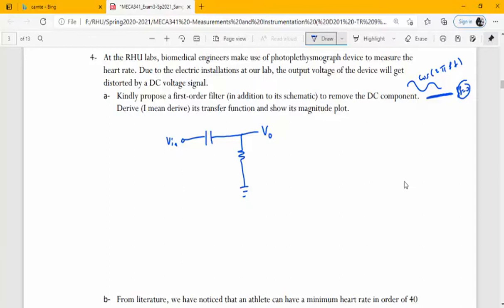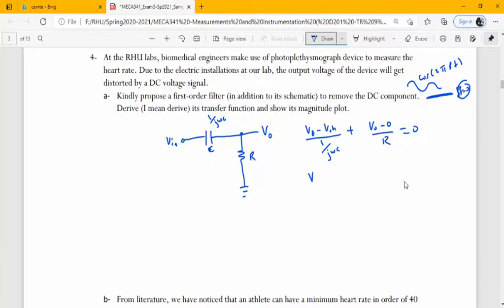We are asked as well to derive the transfer function and to show its magnitude plot. Okay, we label the nodes, using the node method. This is the ground, this is V0, so V0 minus Vin over 1 over j omega C. The impedance of the capacitance is 1 over j omega C, and the impedance of the resistor is R. So this is 1 over j omega C plus V0 minus ground over R equal to 0.